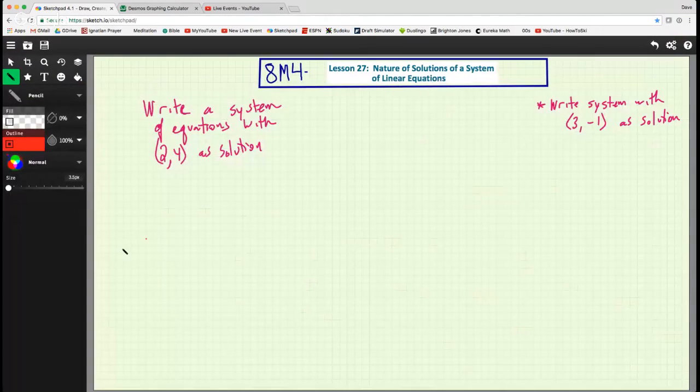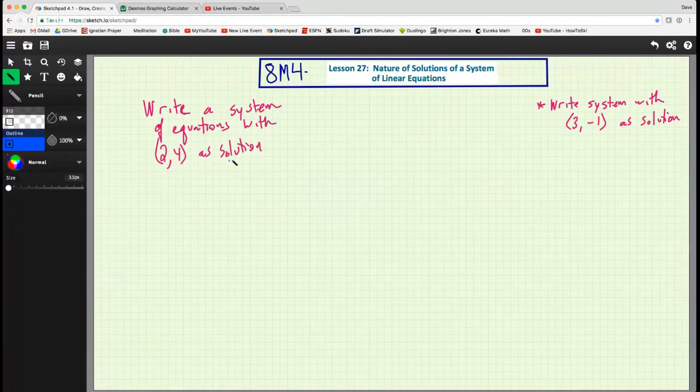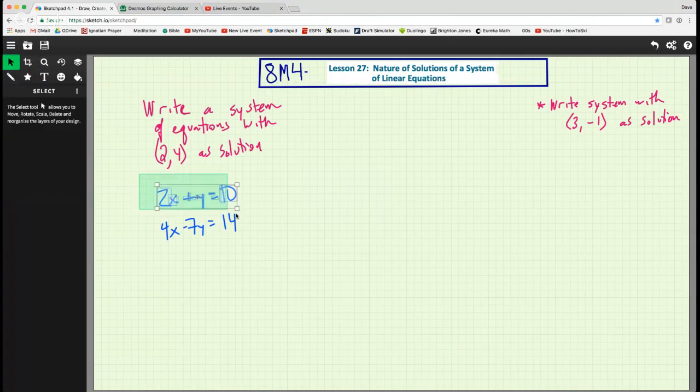Now, this is a question. Write a system of equations with 2, 4 as a solution. So this is kind of backwards. Usually you get a system of equations like 2x plus y equals 10 and 4x minus 7y equals 14, and you have to solve for the solution. But that's not what we're doing. Right now you have to write a system of equations, and there are lots of systems of equations with 2, 4 as a solution.